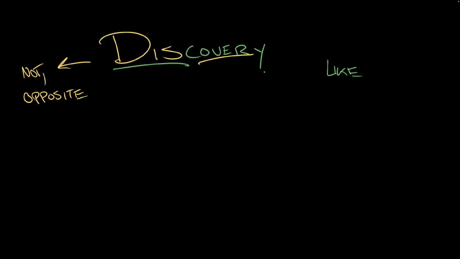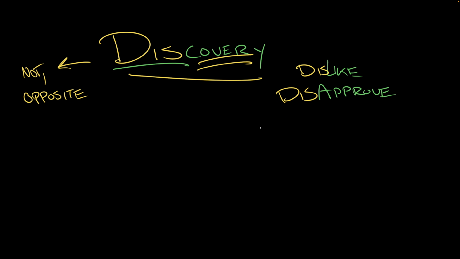You like something, you approve of it. And the opposite, you dislike something, you disapprove. Adding dis changes that word to its opposite. So too with cover and discover. You cover things up to hide them, and you find or reveal things by discovering them.